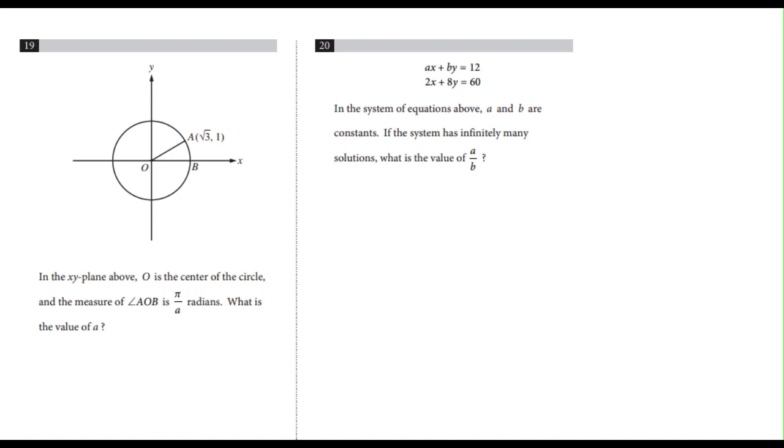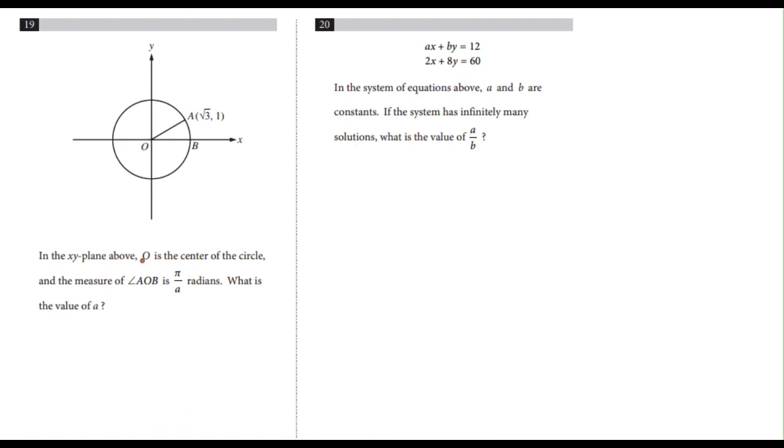Number 19. In the xy plane above, O is the center of the circle, and the measure of angle AOB is pi over a radians. What is the value of a? So here we have our angle, and this point, square root of 3, 1, represents the x and y coordinates that lead to that point. So the x value of this triangle, or the horizontal value of the triangle, is square root of 3, and the vertical portion is 1.